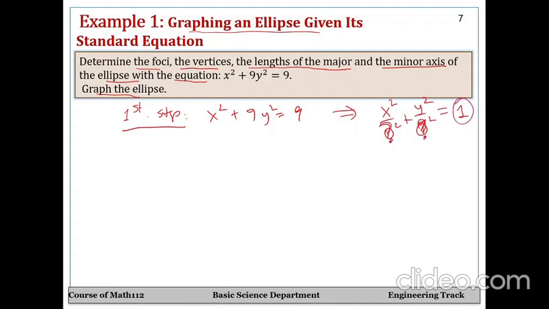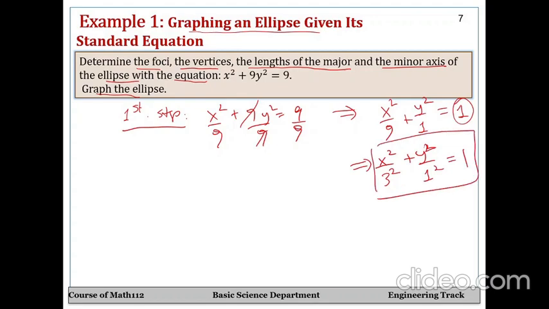Now, how can we make this one 1? We divide both sides, all terms, by 9. And we will get 1 here, and 9 here. So you can say this is x squared over 3 squared, and y squared over 1, which is 1 squared, equal to 1. So this is now in standard form.